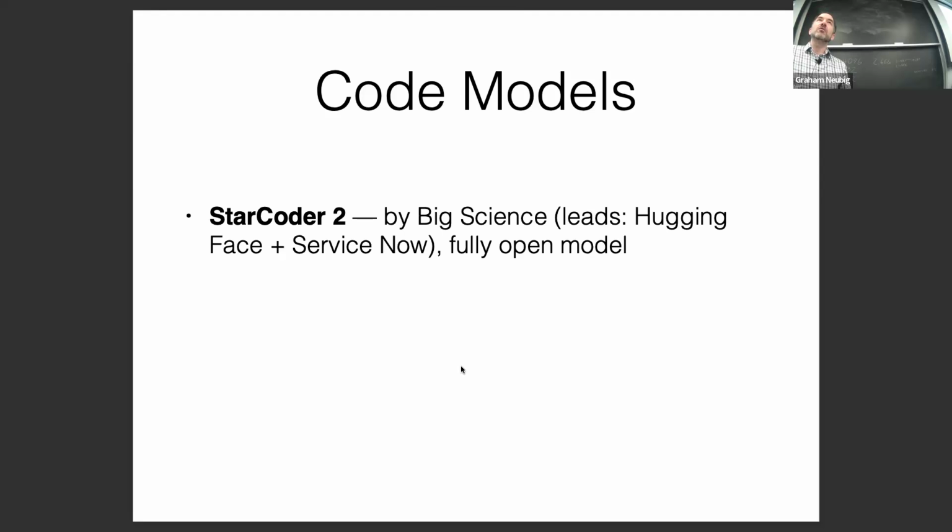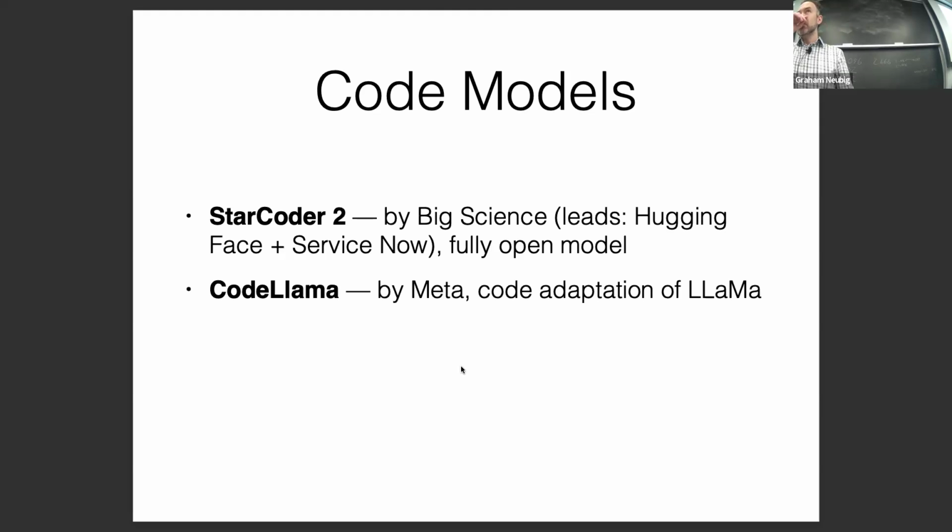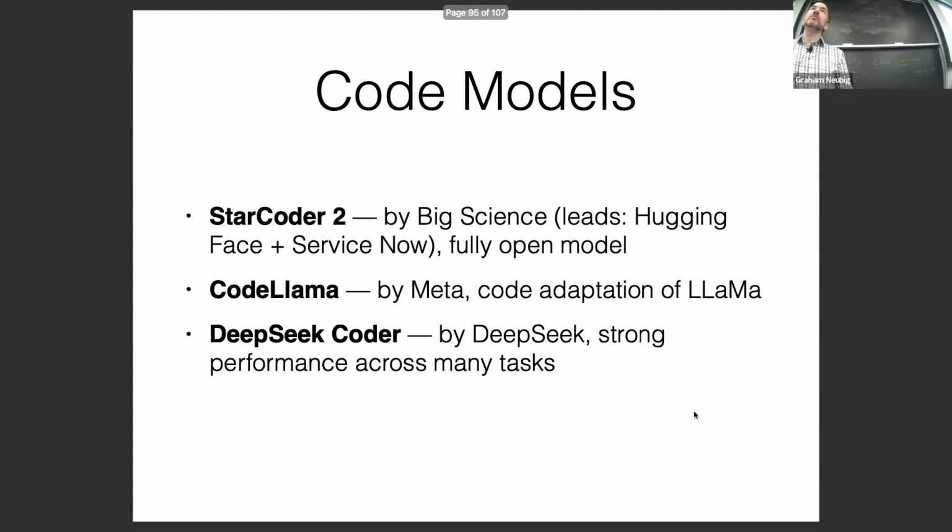So we have StarCoder 2. This is a very recent entry. This is a fully open model, so you can see the data it was trained on. All of the training details are released and other stuff like that. So this is kind of in the Pythia, OLMo category, but it's actually a very strong model, very good model. So it's a good one to know about. Separately, there's CodeLLaMa by Meta, which is a code adaptation of Llama. And it also gets quite good performance.